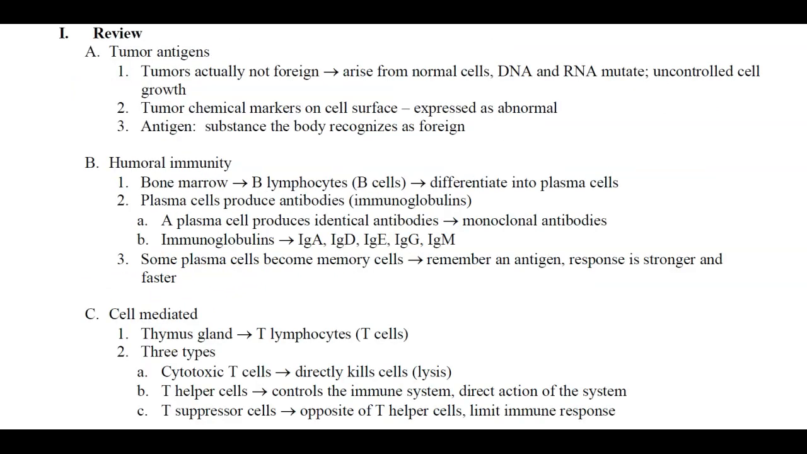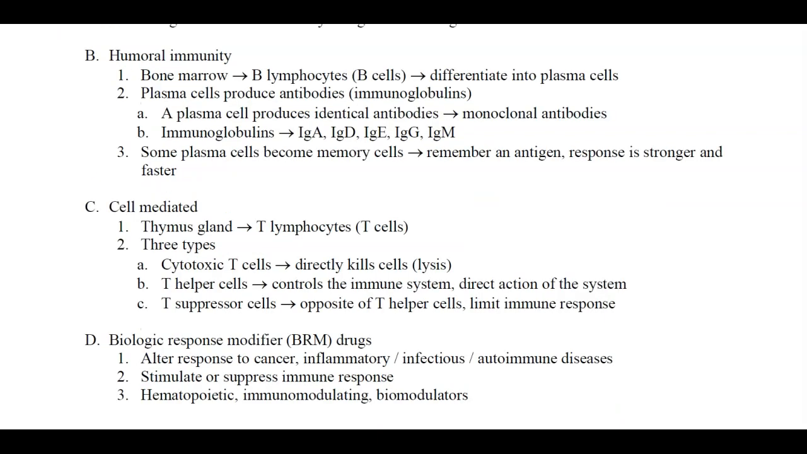Tumor antigens. Tumors are actually not foreign, so usually it comes from within our body. So they come from normal cells, and what happens is there's some DNA and RNA mutation that sometimes causes uncontrolled cell growth. So tumor antigens are basically markers that signal the immune system that cells are a threat or something is abnormal in those cells. So the tumor chemical markers on the cell surface are expressed as abnormal, so they are labeled as tumor cells and that they are abnormal. Antigen is a term that we use to describe a substance the body recognizes as foreign.